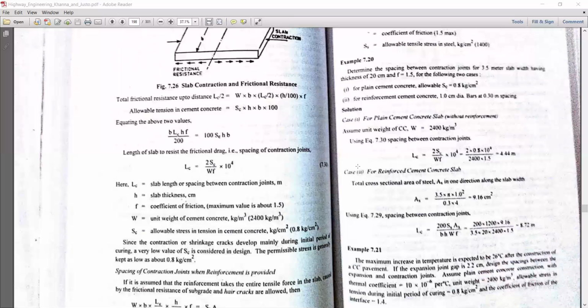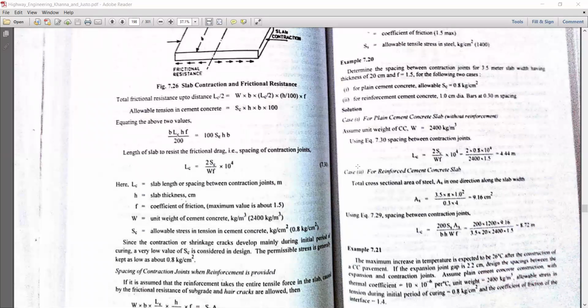Two conditions are given. First one is plain cement concrete, where there is no reinforcement, which means there is no provision of tie bars and dowel bars. In the second case, reinforced cement concrete is there, and tie bars and dowel bars are provided. Taking the first case, plain cement concrete slab without reinforcement, assume unit weight of CC as 2400 kg per meter cube. Usually, the unit weight of cement concrete is 2400 kg per meter cube.